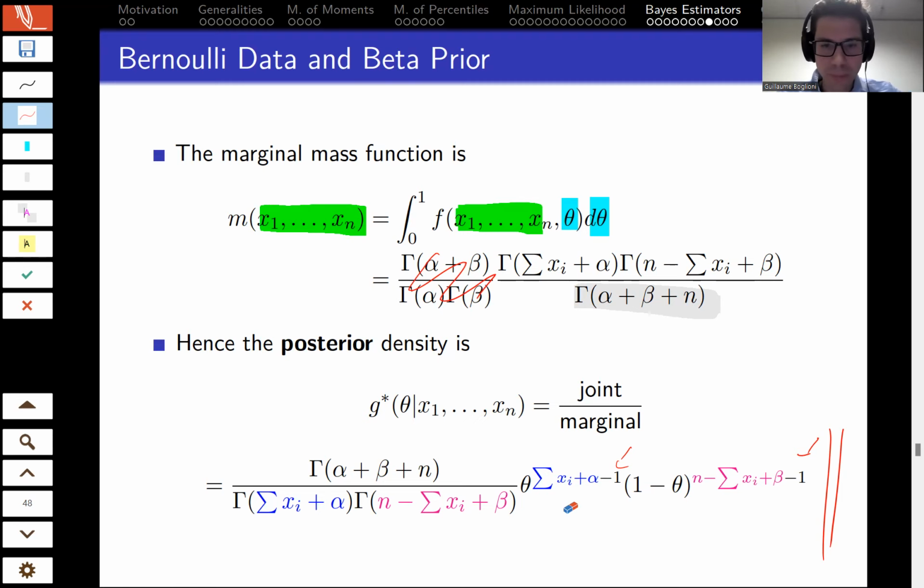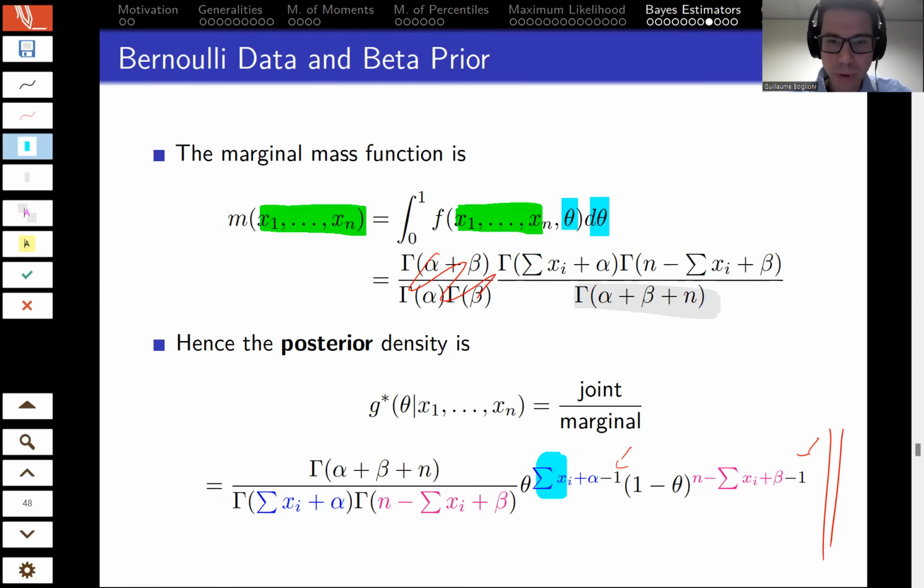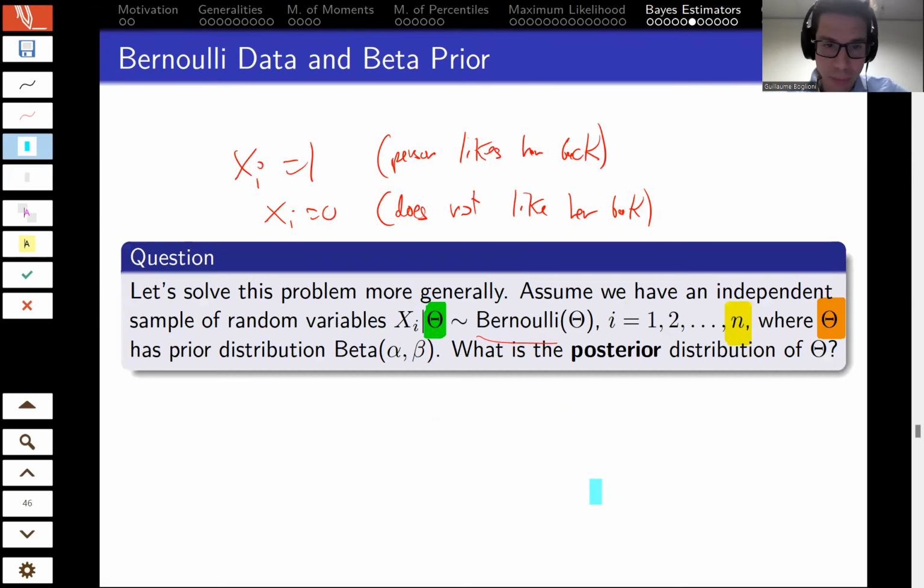Okay, and so you're done. Yeah, you can conclude that this posterior is something nice. It is the density of a beta, but careful with updated parameters. What we usually call alpha, to avoid confusion, let's call it alpha star here, just to mean that it's updated. It's the sum of the x's plus the alpha of the prior. Alpha is a parameter in the prior.